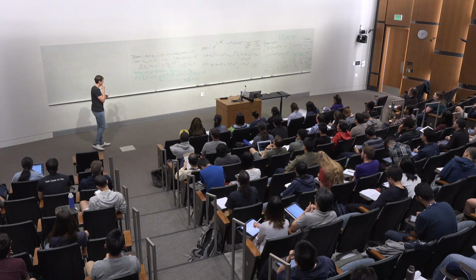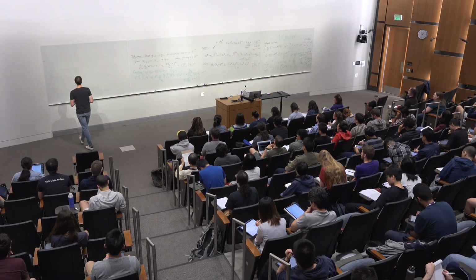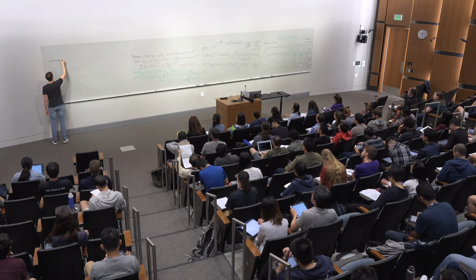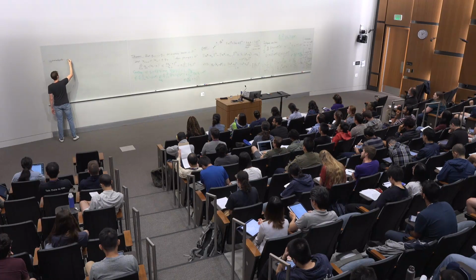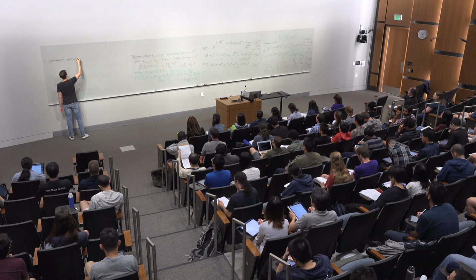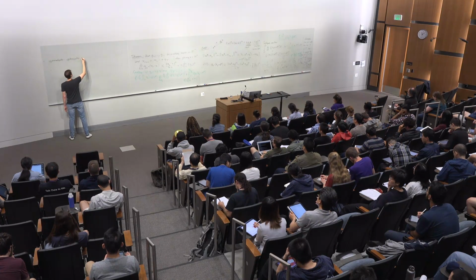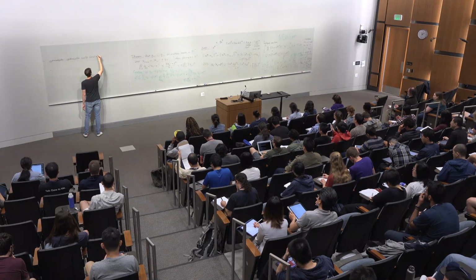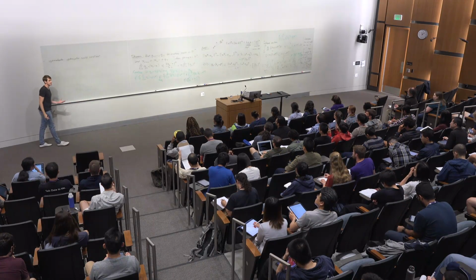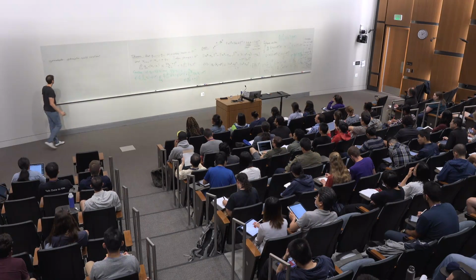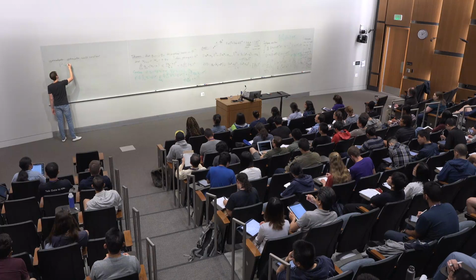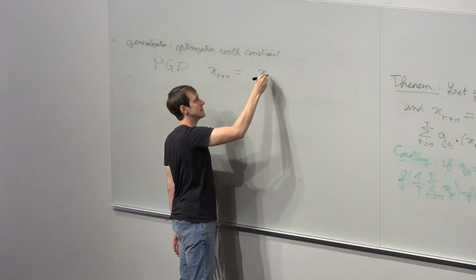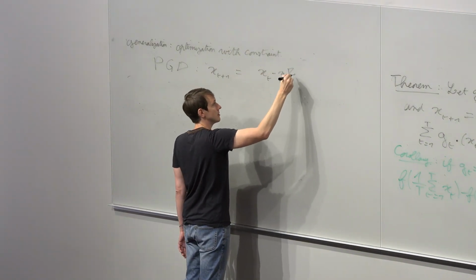Let me think. What do I want to do first? Before applications, let me do another generalization: optimization with constraints. Instead of gradient descent, you can do what's called projected gradient descent. So PGD, projected gradient descent, is like this: xt plus 1. I want to do a gradient step, xt minus eta grad f of xt.